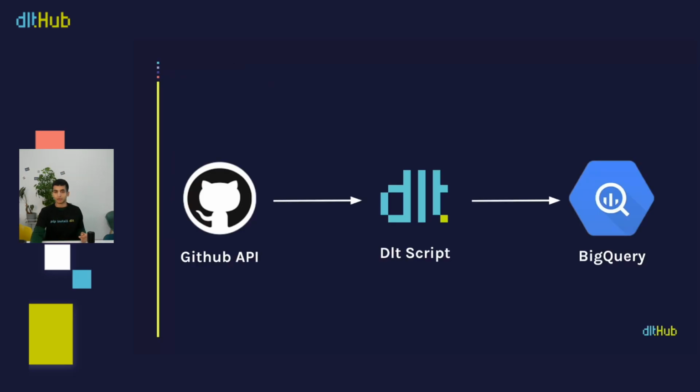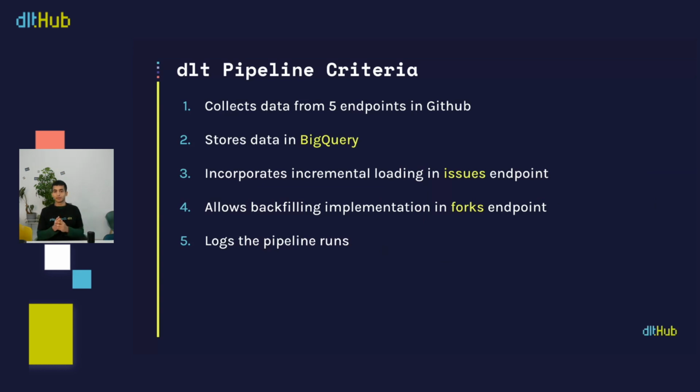So let's move on. You're already familiar with this visual. Our DLT pipeline is going to pretty much do just this. It's going to collect data from the GitHub API, and it's going to store it in BigQuery. Let's just add a few more details, though. Firstly, we'll be collecting data from 5 specific endpoints in GitHub. And for the issues endpoint, we'll be incorporating incremental loading. And for the forks endpoint, we'll make sure that we can implement backfilling if we want. And finally, in order to make it easier to debug and monitor, we'll enable logging for the pipeline runs.